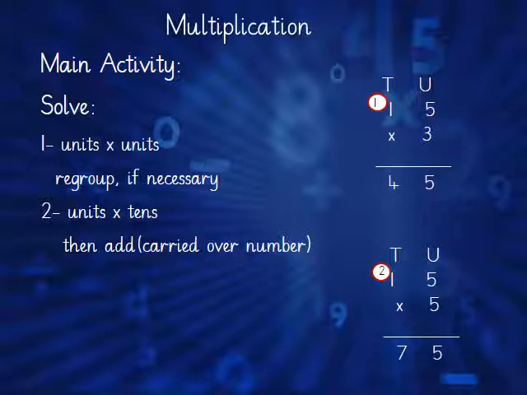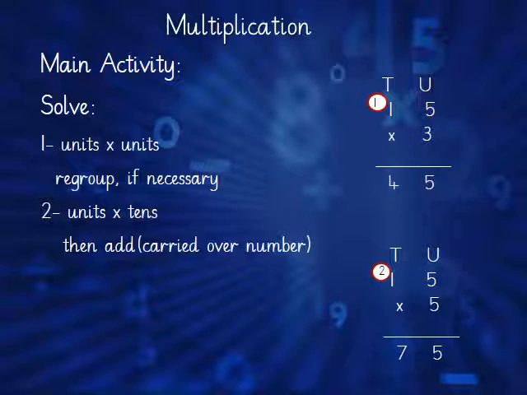Coming towards the next step, 3 multiplied by 1, we get 3. And this carried over number will be added into it. 3 plus 1, and we get 4 at tens place within the answer. In this way, our answer is 45.